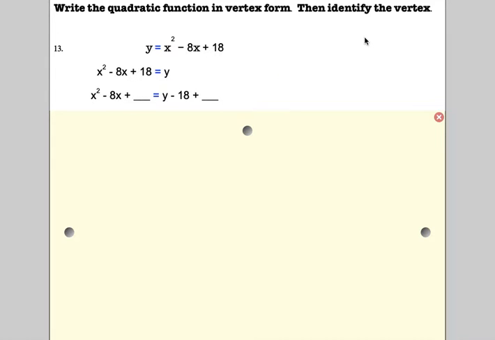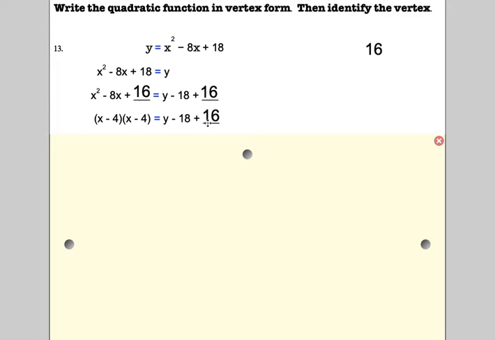Then we complete the square. -8 divided by 2 is -4, and -4 times -4 is a positive 16. So the number we're going to use is positive 16. So we're going to put a 16 on the left, and we're going to put a 16 on the right. Now I go ahead and I factor the left. Factors of 16 that give me -8 are -4 and -4. Remembering to carry my 16 out on the right.